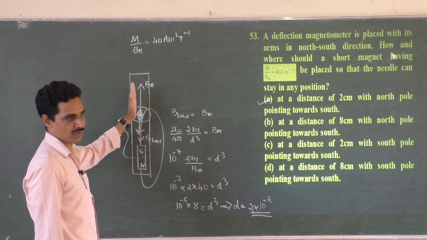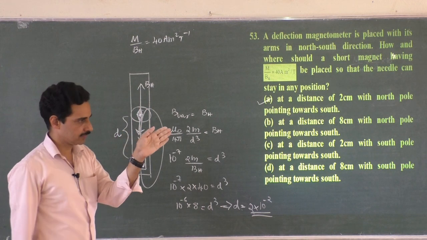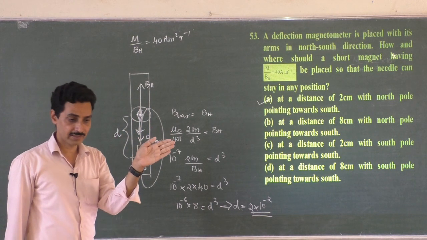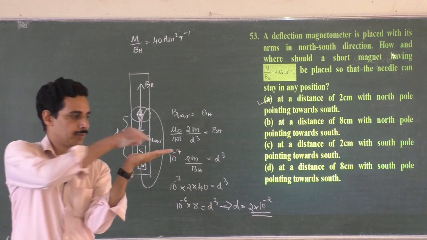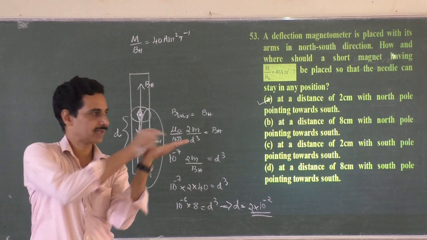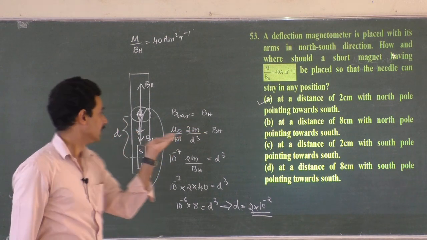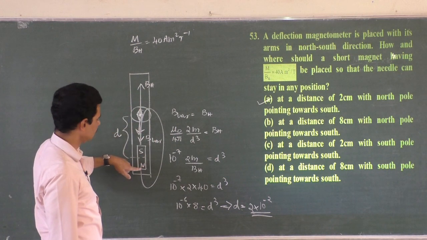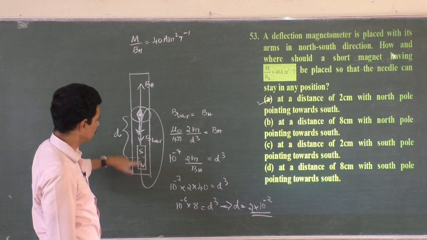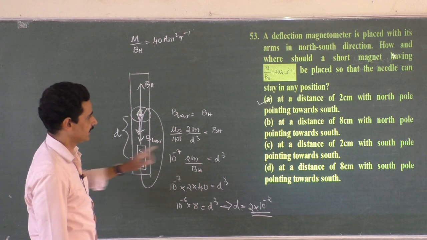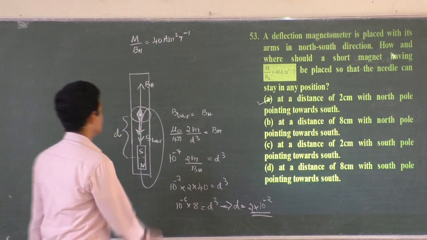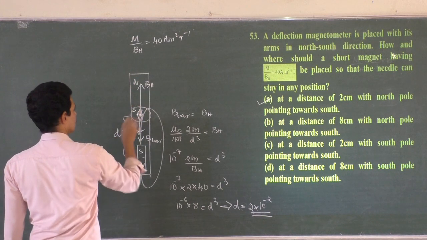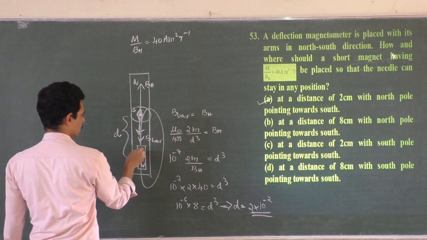BH always shows north, because any magnetic field, when a magnetic needle is kept in a magnetic field, the pointer, that is the north pole of the magnetic field, will show the north. So if this is north, then the north pole of the needle should be kept towards south, and south should be kept towards north. Yes, this becomes correct, right? So this is north and this is south. So towards south you should have north, here it should be south.